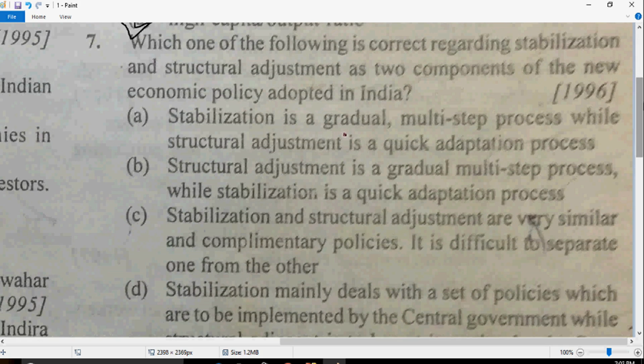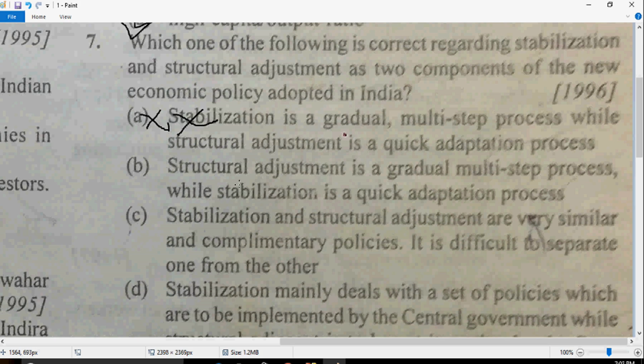Next question: which one of the following is correct regarding stabilization and structural adjustment as two components of a new economy policy adopted in India? See, stabilization is a temporary, short-term management of the economy, and structural adjustment is for the long term. So now it's easy to attempt this question. Stabilization is a gradual, multi-step process? No, stabilization is short-term. So A is going to be wrong.